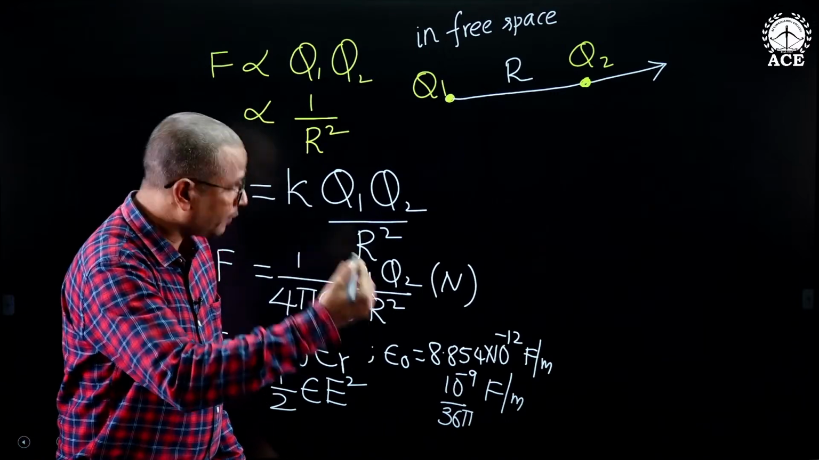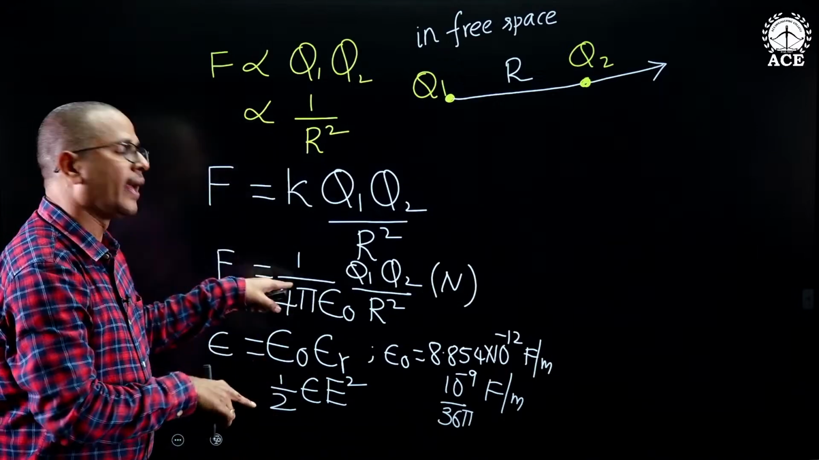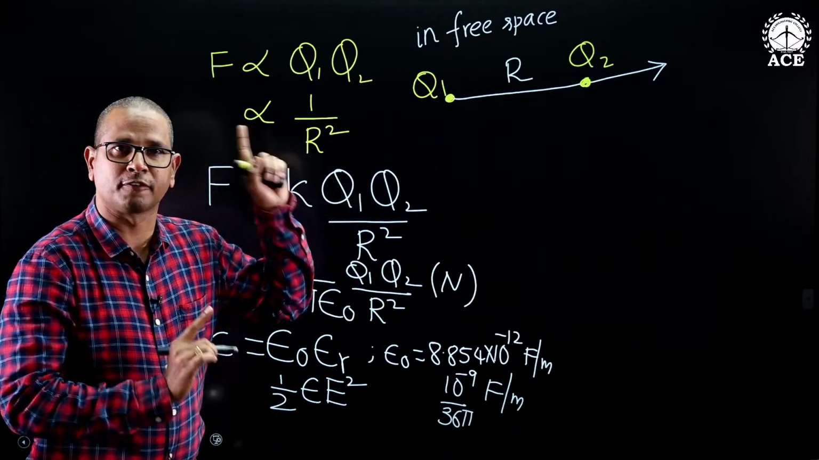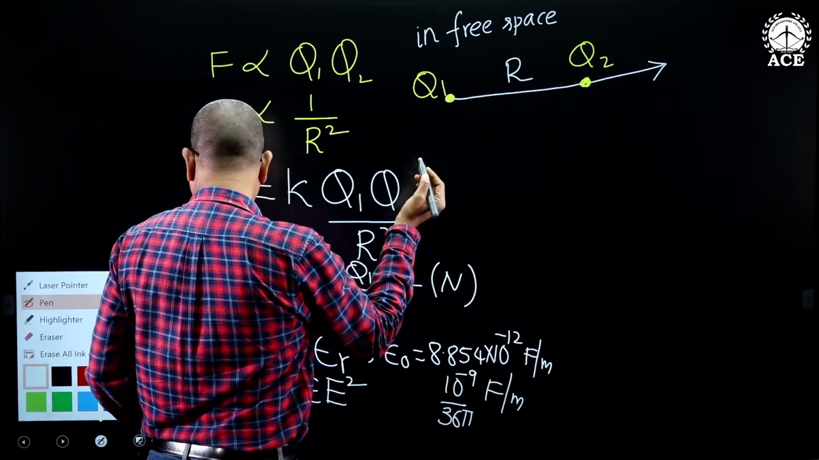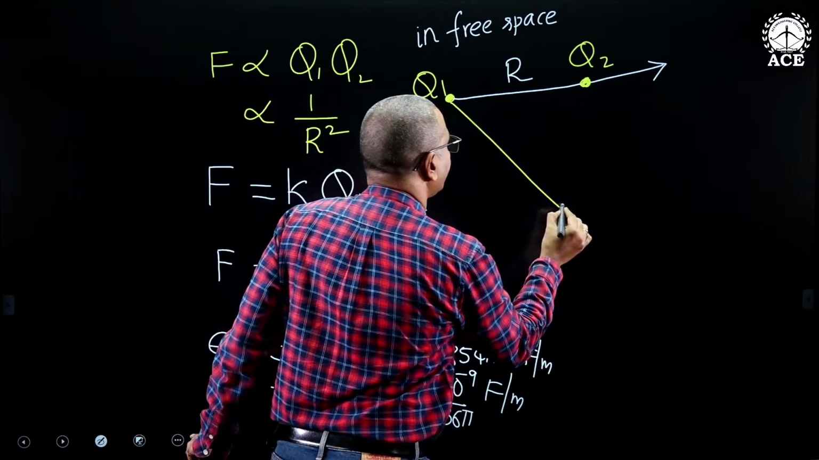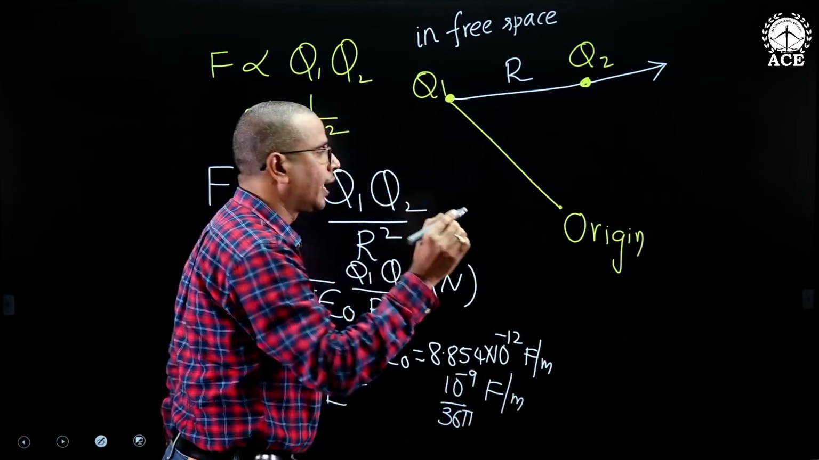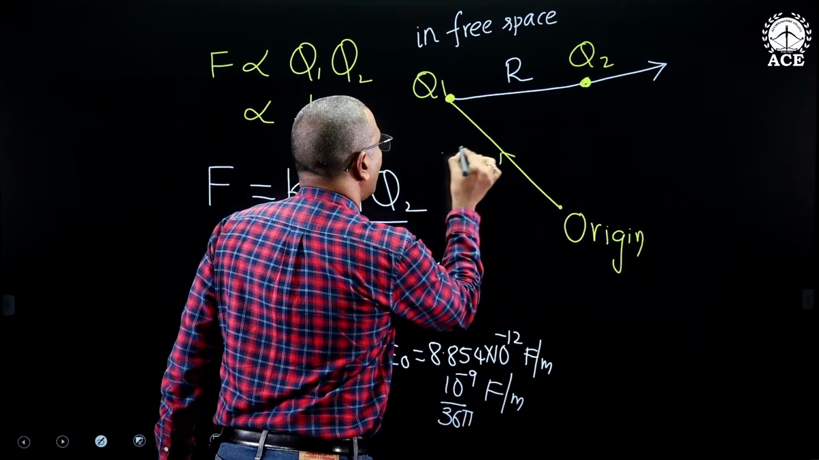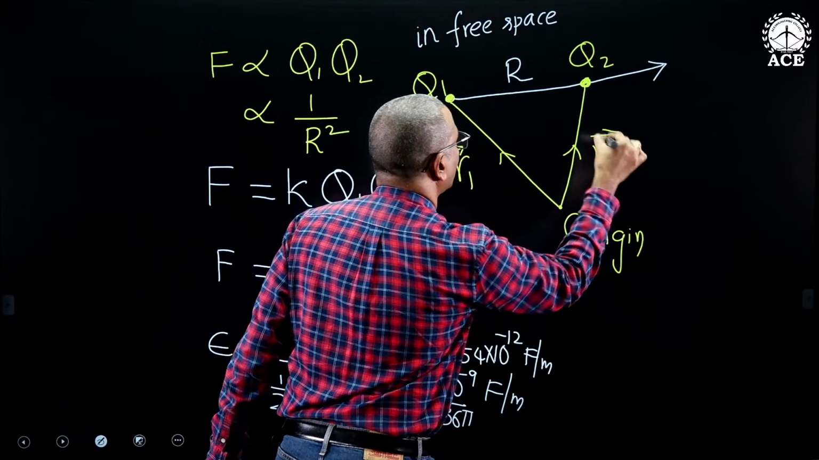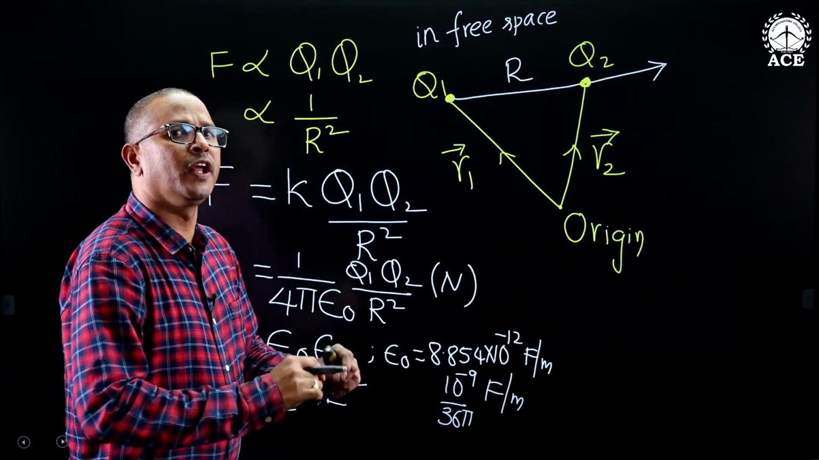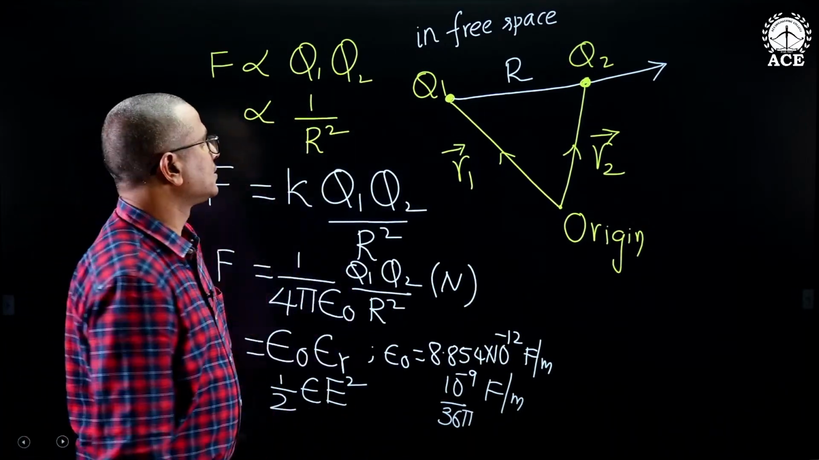Can't we prove it mathematically? Yes, we can, if we express the force in vector form. That I'm going to give now. So we have a charge Q1 located with respect to the origin at some position vector R1 bar, and charge Q2 located at some position vector R2 bar with reference to the origin. Every coordinate or point in space is measured with respect to the origin, as we know.